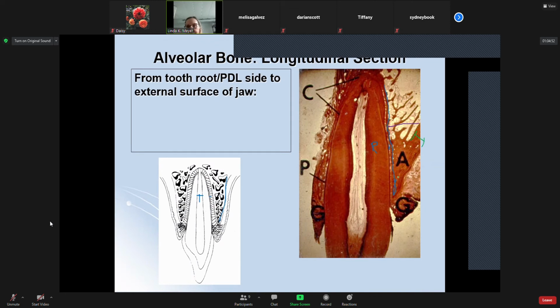Now notice on this slide up here, it doesn't look like there's much spongy bone near the alveolar crest. Sometimes that happens. There's very little spongy bone in there. So it's like the alveolar bone proper and the compact bone supporting alveolar bone are fused together.